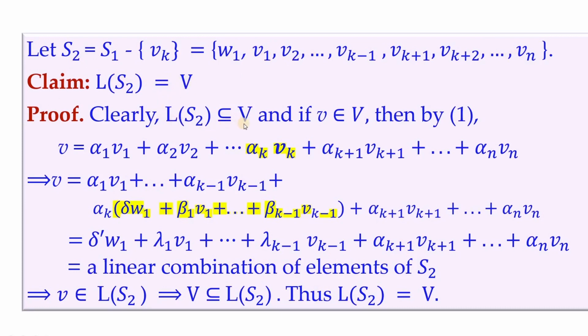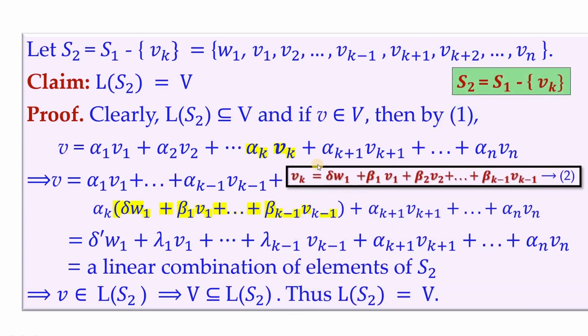Now L of S2 is always contained in V, so that part is clear. And if v belongs to capital V, then by equation 1 we have v being written as alpha 1 v1 plus alpha 2 v2 and so on alpha k vk and so on up to alpha n vn, and this vk is replaced by this, that's given in equation 2. So this is what we have for v, and we collect the terms containing v1, v2 and so on vk minus 1 up to alpha n vn, and this is obviously a linear combination of elements of S2.